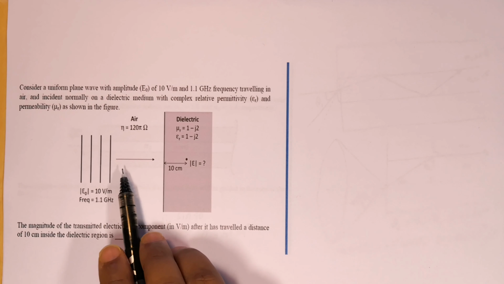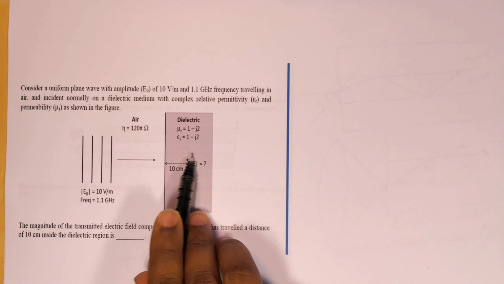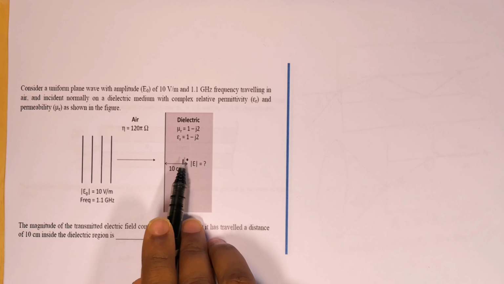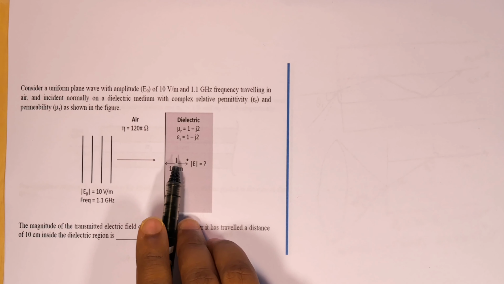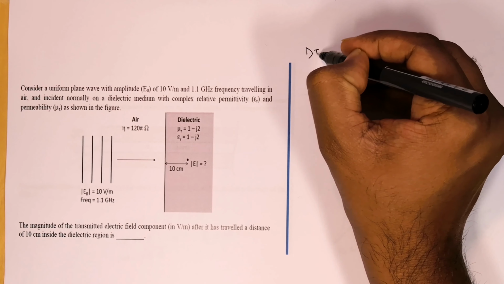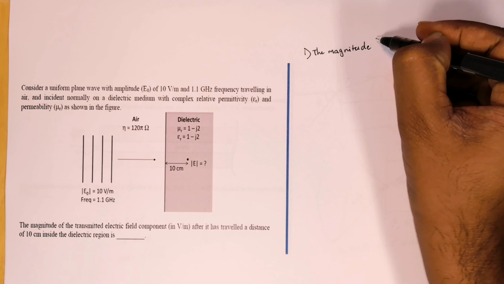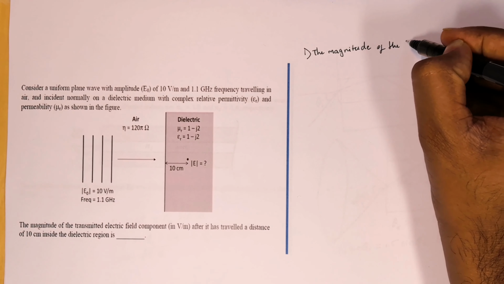As you can see, this is a normal incidence, so you don't have to worry about the oblique incidence part. You just have to see that once it is incident on this dielectric medium, what is the reflected wave and what is the magnitude of the reflected wave and the transmitted wave. So first what we will do is to find the magnitude of the transmitted wave.